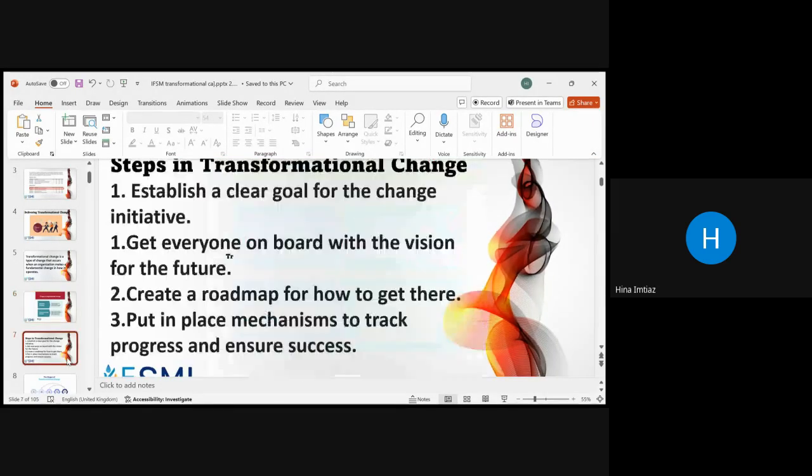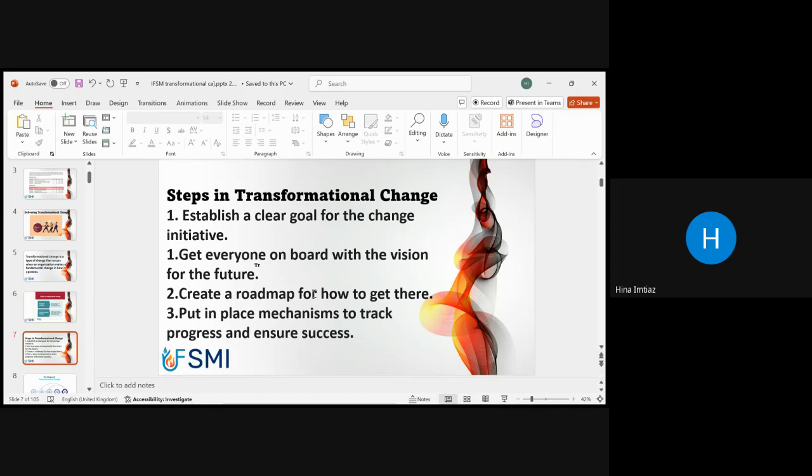So moving towards the next one. What are the steps in transformational change? Before moving towards that, I want to tell you one thing: transformational change is not a one day process. It depends on entire planning. It depends on a time span in which they practice in such a way that they can bring that successful transformational change, which is quite beneficial not only for the organization but also for the employees as well.